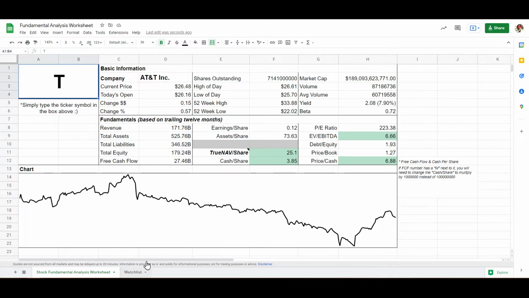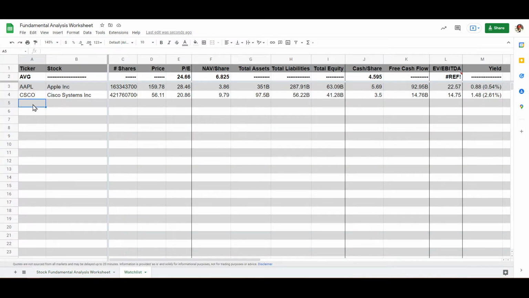So what I'm going to do then is go into my watch list. I'm going to add T. And then like I did previously, I'm going to take this and drag it down.